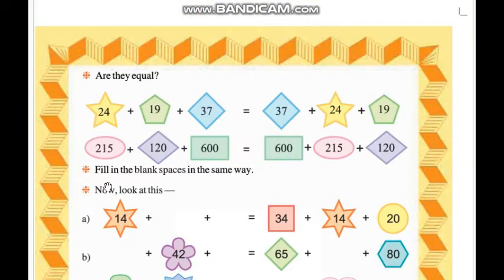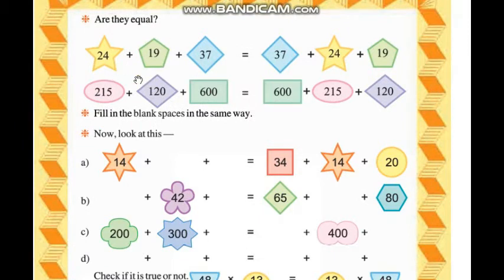Are they equal? Here the sum of these three numbers and the sum of these three numbers are equal. The numbers are the same, but the order of the numbers is changed, and the result will be the same. Here 24 is first, but here it is second, and 19 is second here, but third here. So 24 plus 19 plus 37 is equal to 37 plus 24 plus 19.